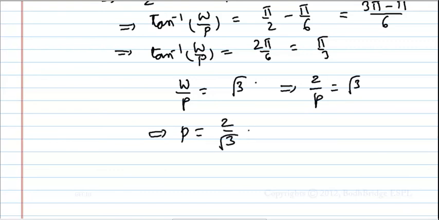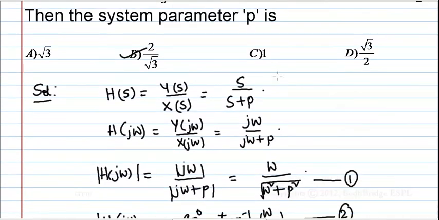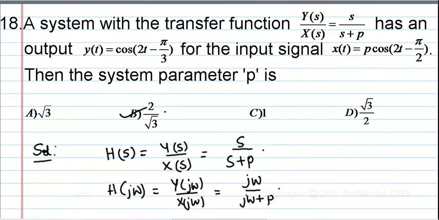So by using the phase response also, we got the same answer, 2/√3. Now the advantage in using the phase response is that the calculation in some questions becomes very easy. So we can prefer phase response as compared to the magnitude response in solving these types of questions. So the final answer is 2/√3.